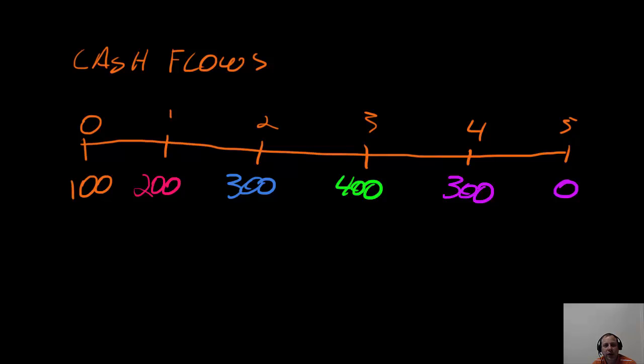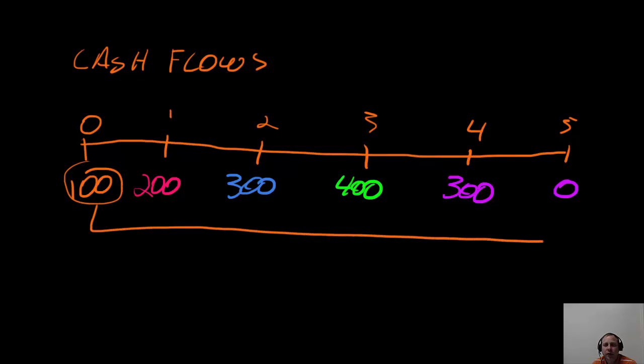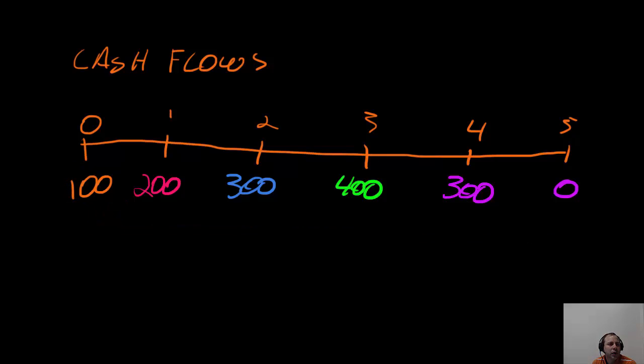Okay, well, each one of these is going to have a separate time limit. For example, the 100 is going to get future valued over the entire 5 years. But the 200 is only going to get future valued over a 4-year period. 1, 2, 3, 4. And so it needs to be calculated separately. Let's do these one at a time and see what happens here.